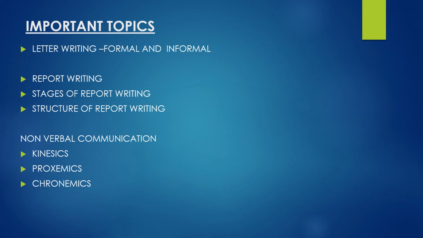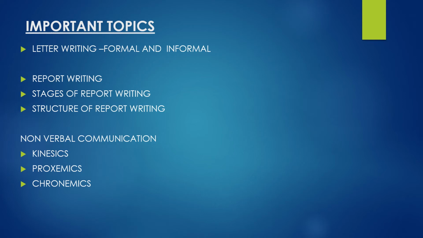Again, report writing has certain sections. How to write reports. There should be an introduction. There should be a description of what you have written, explanation of all that. Then there should be a conclusion part, reference part, right? So you should know the structure of report writing. Also the stages of report writing. Okay, what are the different stages of report writing that you should go through and write.